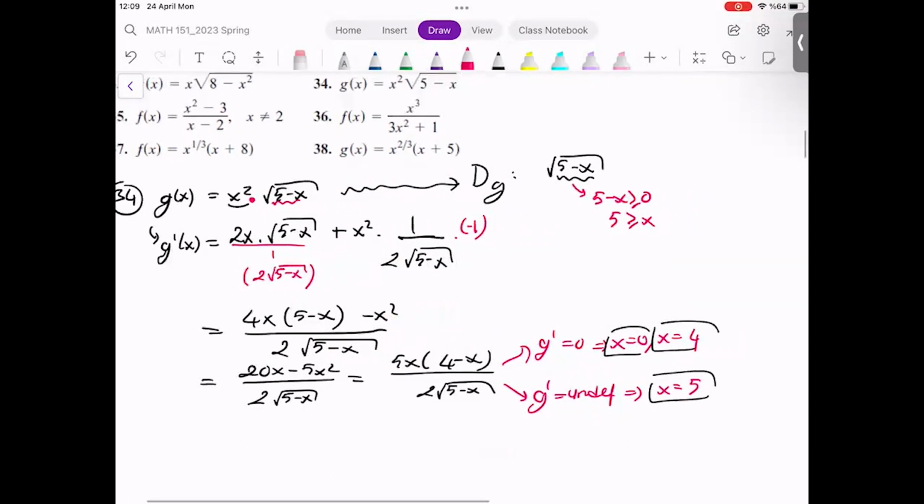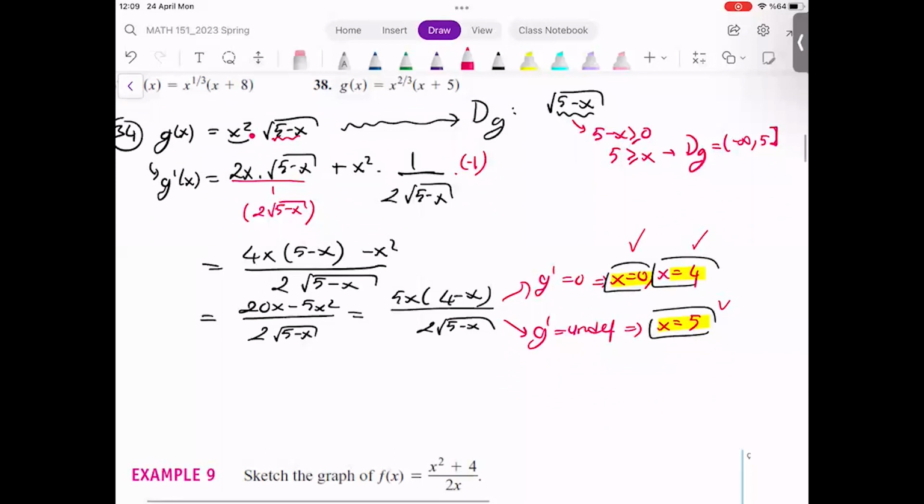So the domain of this function is this interval, x is less than or equal to 5, minus infinity to 5. 5 is a closed endpoint. Okay, this is your domain, and as you noticed, all the critical points are inside the domain, so they are all taken. If one of them were not included in the domain, you would eliminate it.